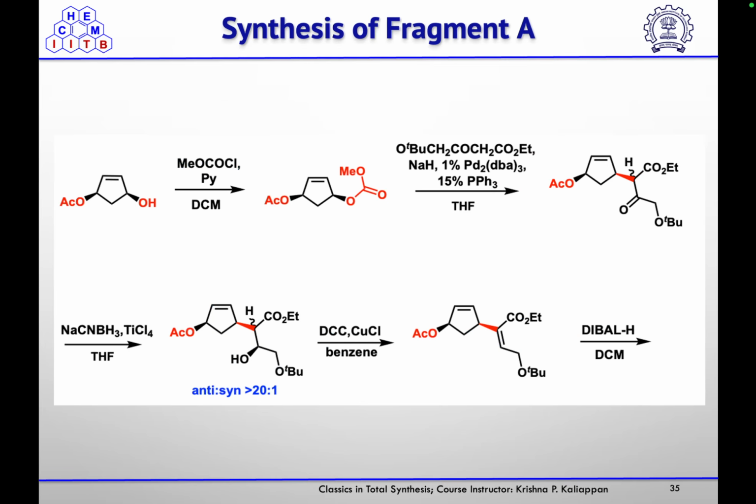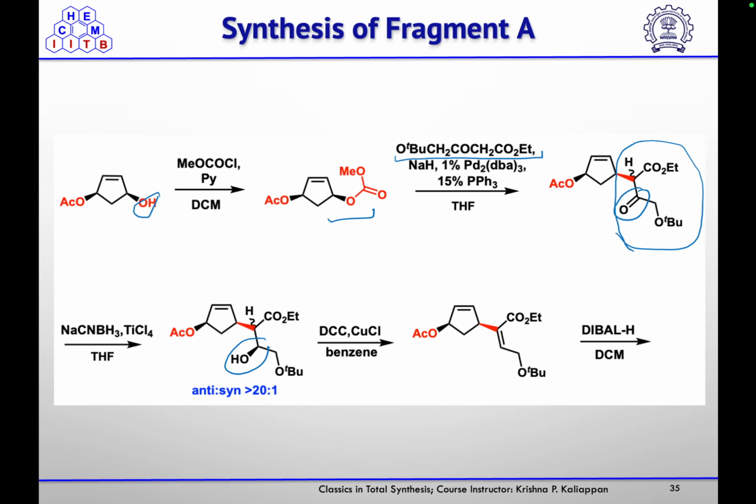Then they protected this alcohol by treatment with this acyl chloride to get the corresponding carbamate, and then on treatment with this in the presence of palladium, they introduced this group at this position, which they reduced using sodium cyanoborohydride and TiCl4 for the reduction of this ketone to get the corresponding alcohol. And here they got a 20 to 1 mixture of this anti and syn compound.